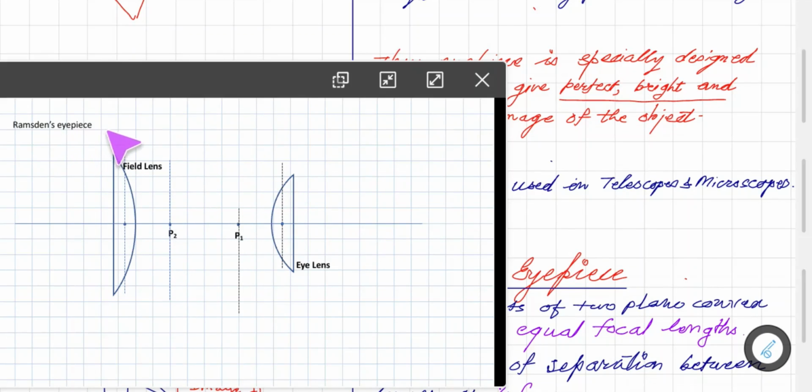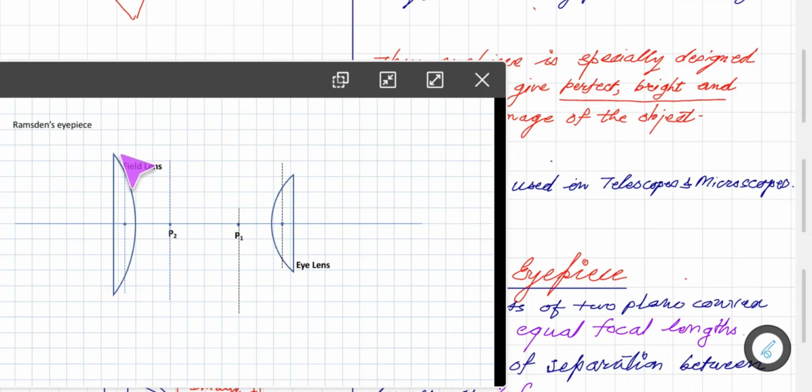Basically, Ramsden's eyepiece consists of two plano-convex lenses, that is, one surface is plane and another is convex. That is the most important thing. Second, the curved surfaces are facing towards each other, and the plane surfaces are outside. Most important is that due to such an arrangement, whatever aberration defects are created are equally divided between the sides of the lens, so that aberration can be minimized.